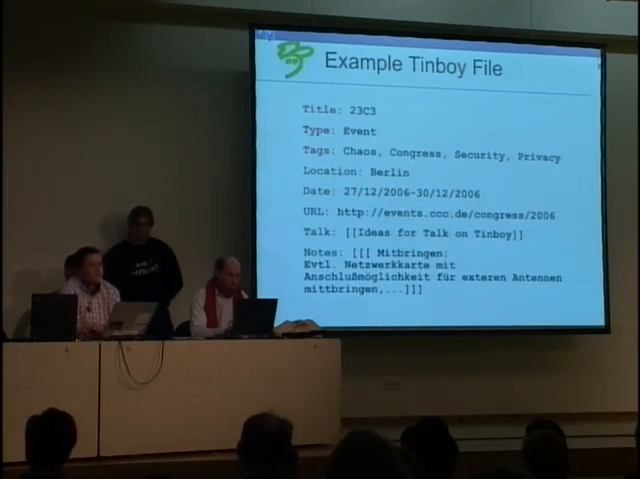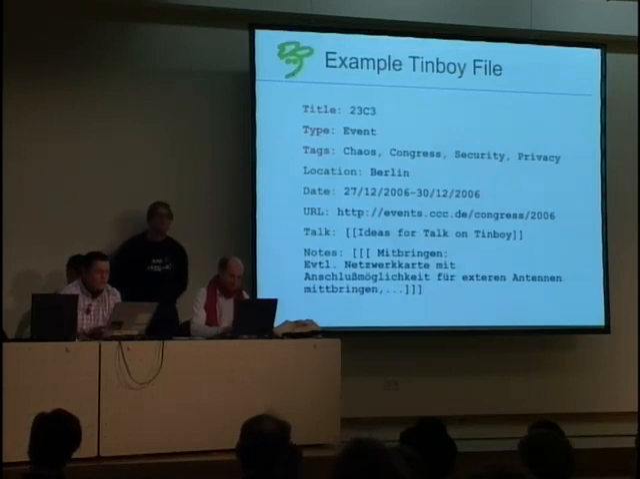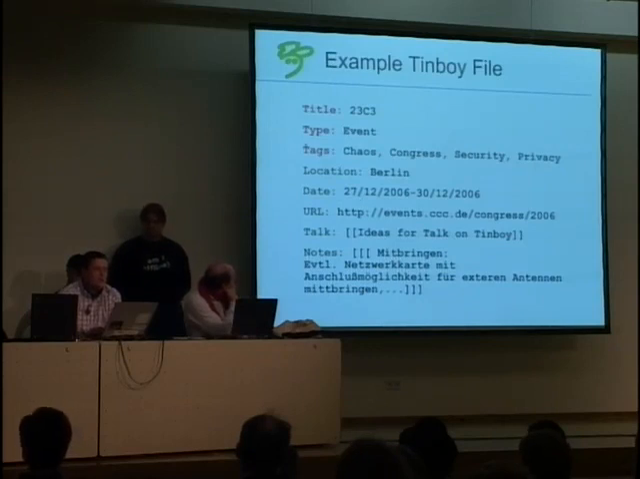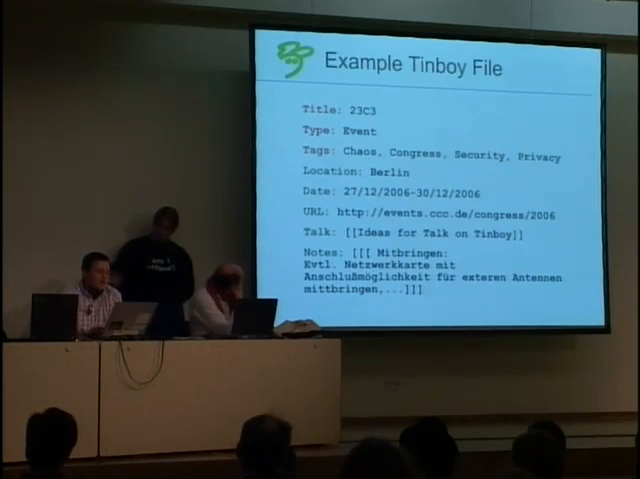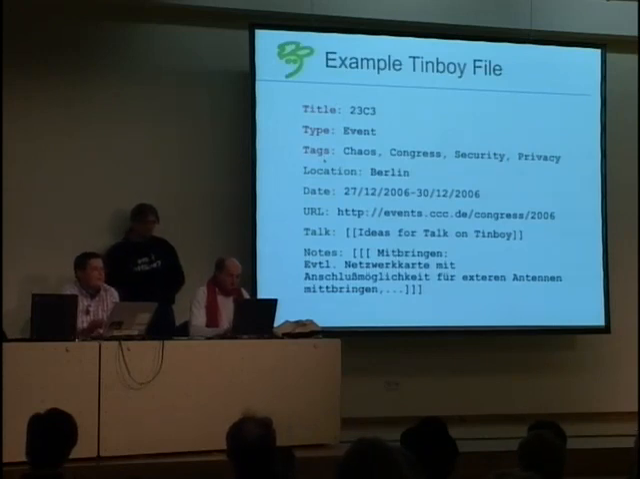So this is an example Tinboy file. It's a very simple format. So the idea is, if you just want to note something down, you can start editing a simple text file. And you can add key value pairs to it. So you can just start noting something down and then you type title, colon, and the title, type, and the type, and if you want to add some text to it. And of course, apart from these three elements, title, type, and text, you can add any element you want.